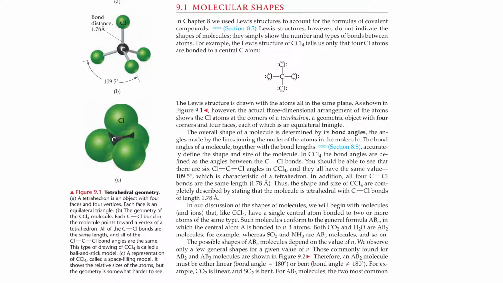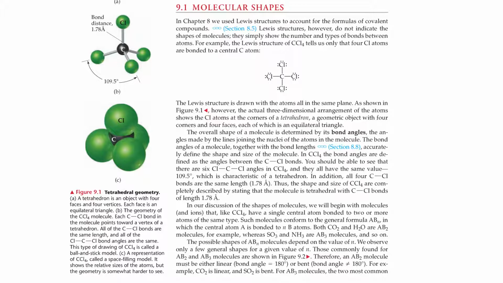In carbon tetrachloride, the bond angles are defined as the angles between the carbon-chlorine bonds. You should be able to see that there are 6 carbon-chlorine angles in carbon tetrachloride. They all have the same value, 109.5 degrees, which is characteristic of a tetrahedron. In addition, all 4 carbon-chlorine bonds are the same length, 1.78 angstroms. Thus, the size and shape of carbon tetrachloride are completely described by stating that the molecule is tetrahedral with carbon-chlorine bonds of length 1.78 angstroms.